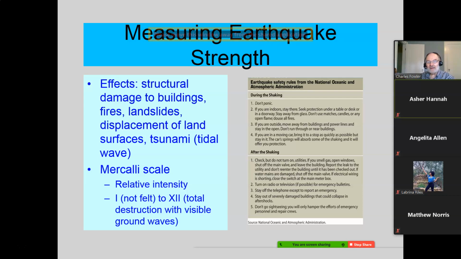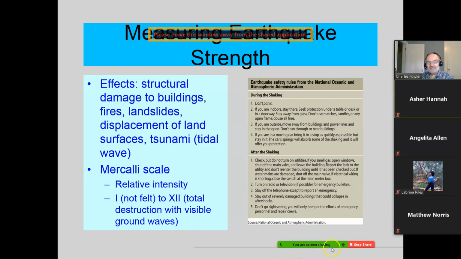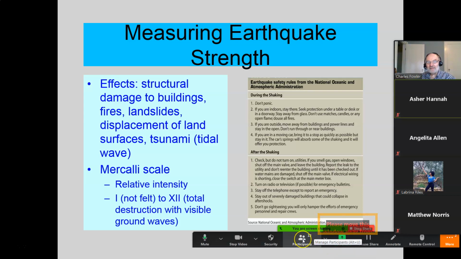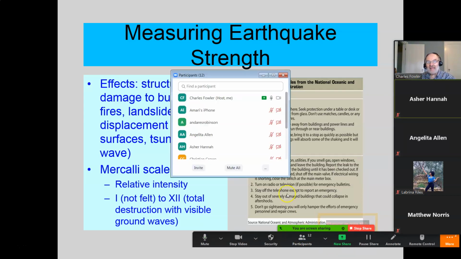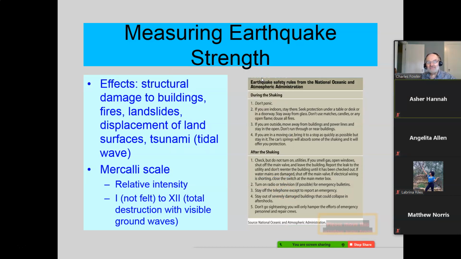Okay. Now, if you're in a moving car, good idea to bring it to a stop as quickly as you can, safely as you can, but stay in it generally. Because the car's springs, the tires, and everything else can soften the blow to you. They can mitigate the shaking. Okay, so stay in it. The car springs will absorb some of the shaking and will offer you some protection.